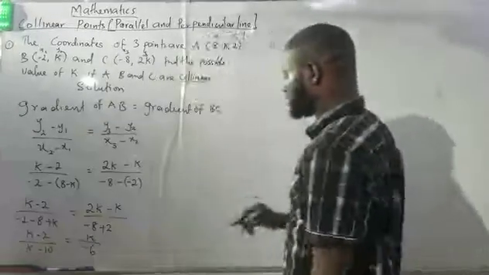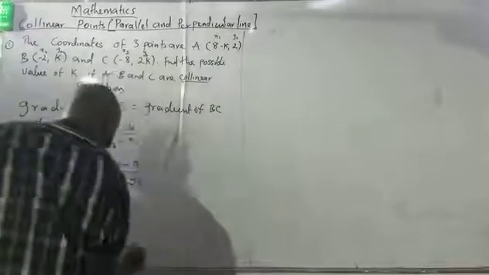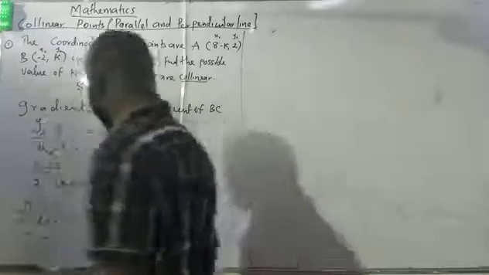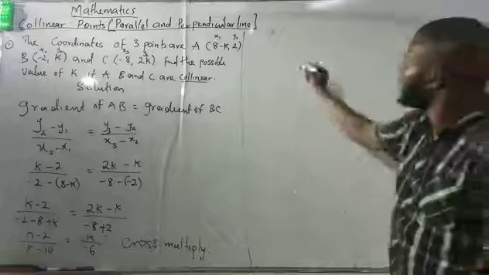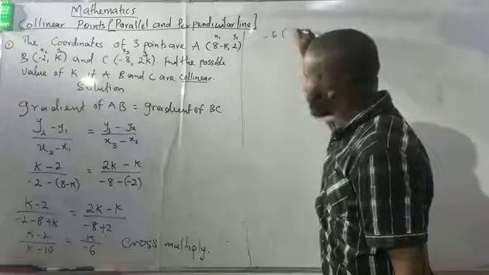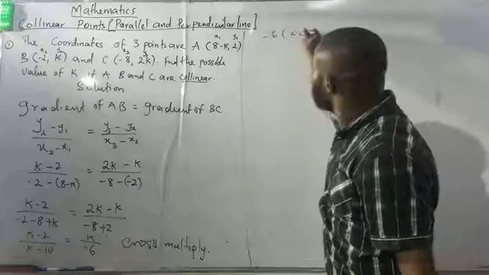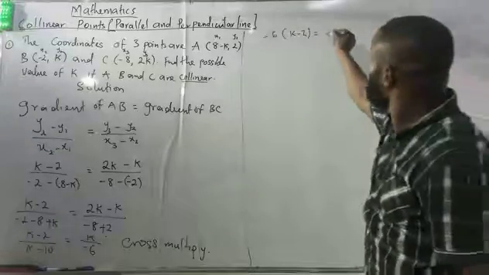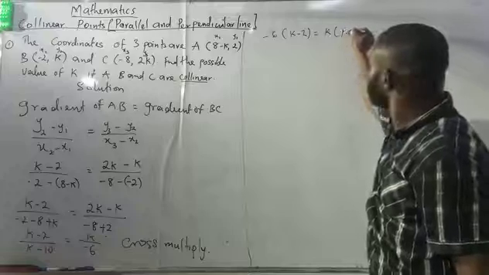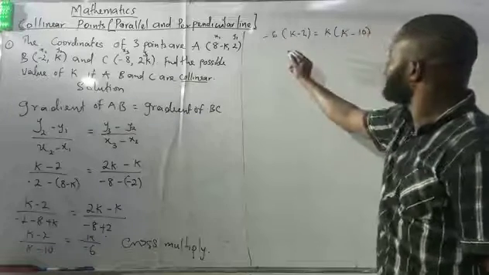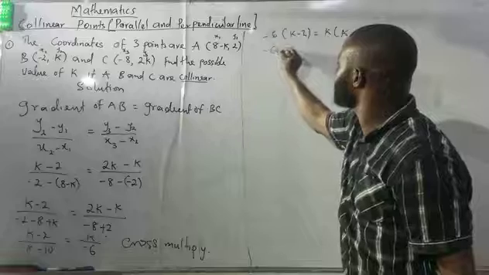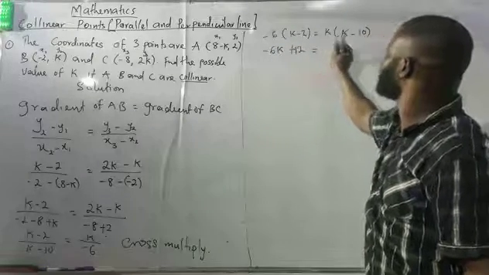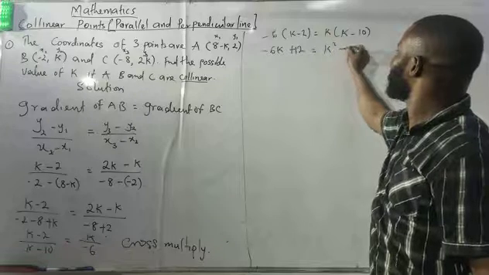Now, for me to cross multiply, let me write it down. Cross multiply means I will be saying that minus 6 bracket of K minus 2 equals to K bracket of K minus 10. Now, doing this will be minus 6K plus 12 equals to K squared minus 10K.